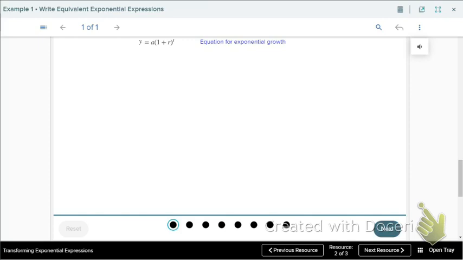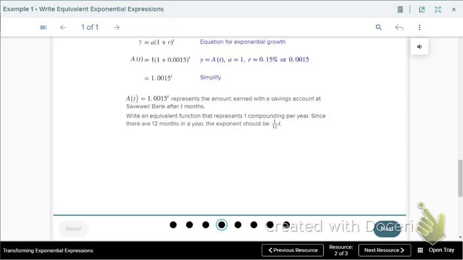Okay, so let's look at this. So we put in our rate. 0.15% is the same as 0.0015, and it's been compounded monthly. So right now, that monthly compounding, we want to look at annually. Let's just read this. Write an equivalent function that represents one compounding per year. And since there are 12 months in a year, the exponent then should be 1/12.